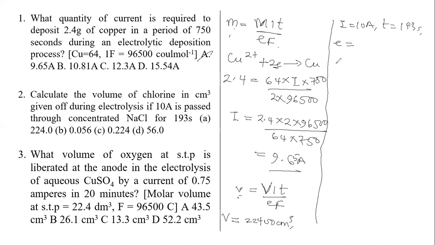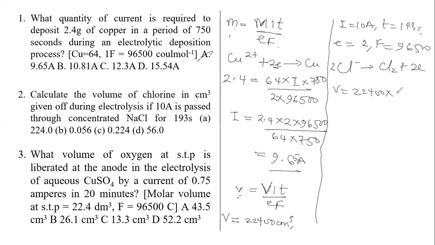Now, for gases, E is 2, but it's going to be 4 for oxygen. For all gases, E will be 2, but for oxygen, it's going to be 4. Because you're talking about chlorine, that's from 2Cl minus to give you Cl2 plus 2 electrons, and that's what happens for most gases except oxygen. So F is 96,500.